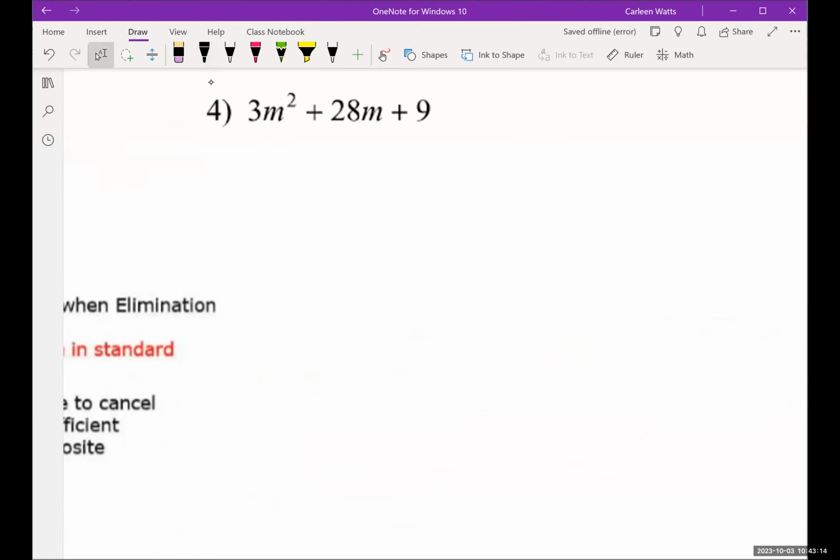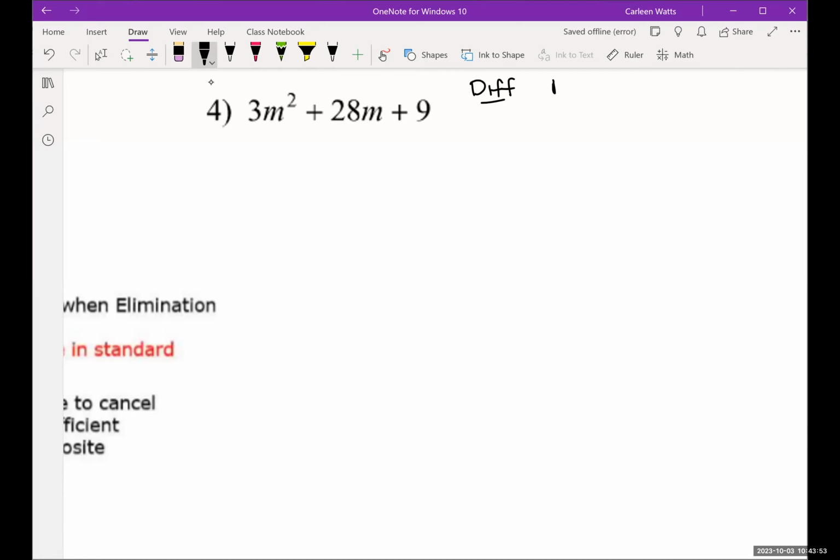Okay, number 1 is easy diamond. This is not easy. This is difficult. And what number here makes it difficult? Not the 28. Not the 9, the 3. Why do we not like, and it's not because of the size. Yeah, the 3m squared. It's because we do not want a number in front of the squared term. Having anything besides 1 makes it difficult.